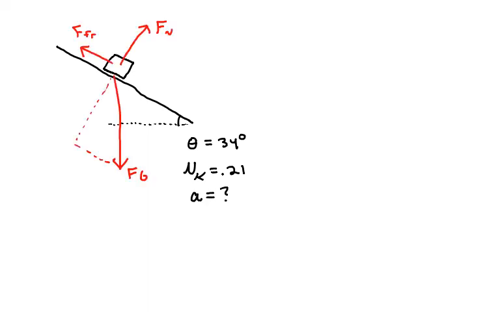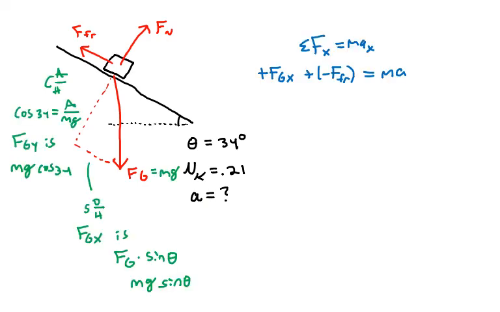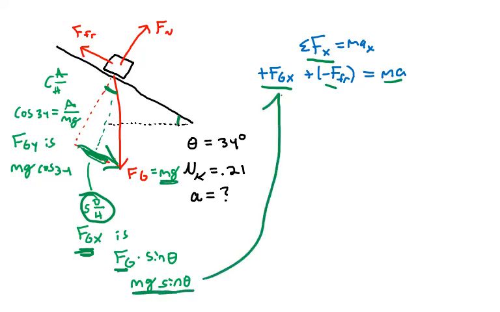All right, so we've got force of gravity straight down, normal force up, force of friction going back. We can set up our sum of the forces here in the x, which equals positive FGX plus negative force of friction equals ma. Now, this angle right here is the same as this one, so this is the opposite side. Sine is opposite over hypotenuse. So really FGX right here is FG, which is mg, times sine theta. That's FGX, which we can place right in here.